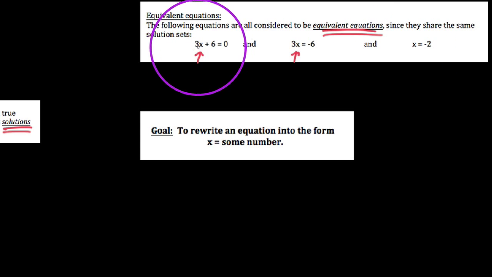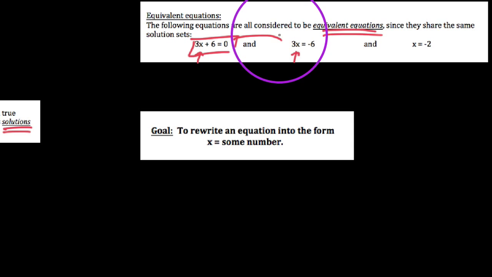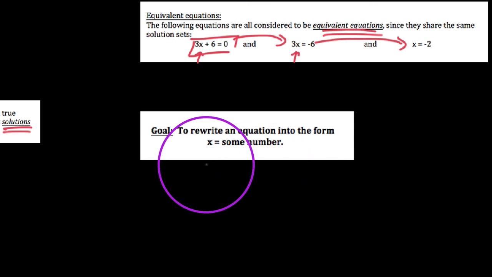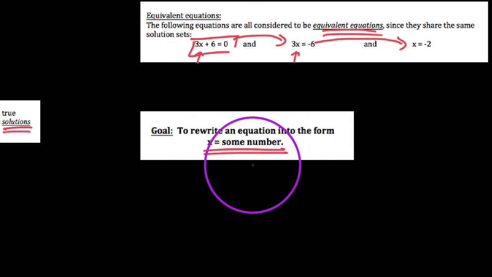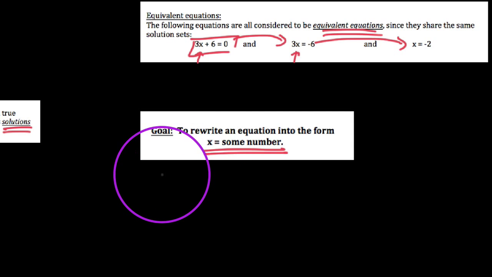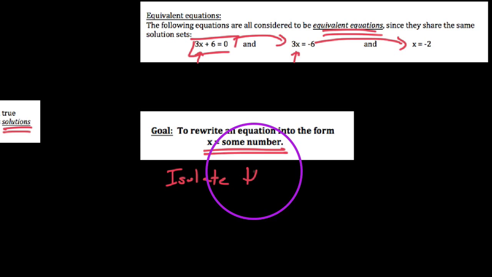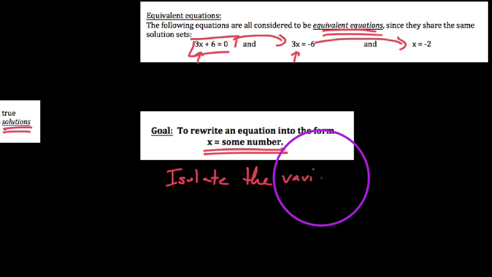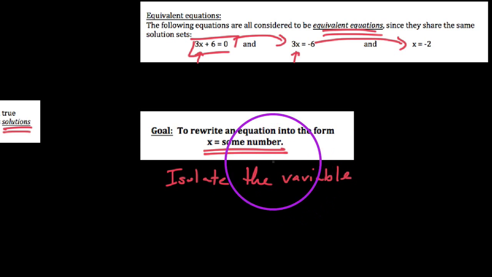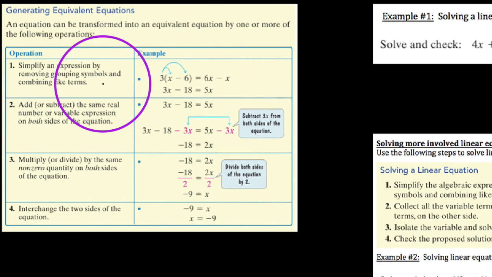The idea, though, with all of these being equivalent, is that we want to take an equation like this and transform it piece by piece until we get it down to a statement that looks like this: x is equal to some number. In other words, our goal is to isolate the variable for which we're solving, okay? In this case, I'm going to say isolate x, all right? So now that we know this, let's talk about what ways we can use to generate equivalent equations so that we can isolate a variable.